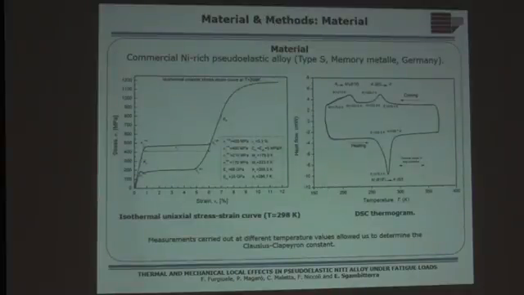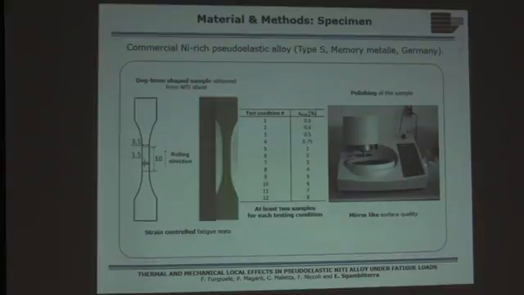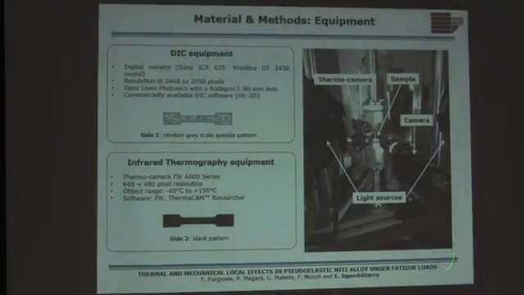This is the material we used in the experimental campaign. It is a commercial nickel-titanium pseudoelastic alloy, and as you can see from the monotonic stress response and the thermogram, we have a typical pseudoelastic response of the material. Those are the samples, dog bone shaped. We investigated 12 strain levels, and we performed one repetition for each strain level for the accuracy of the results. And this is the experimental setup we have used.